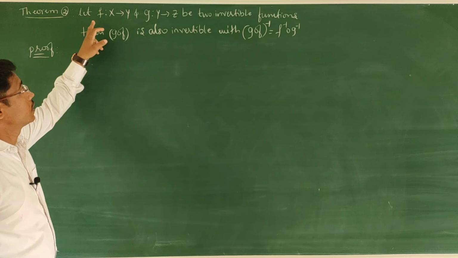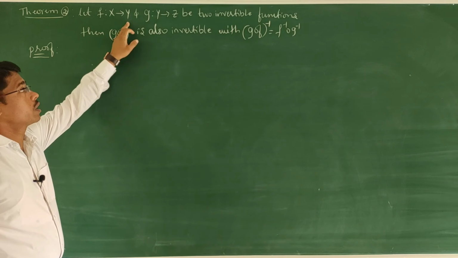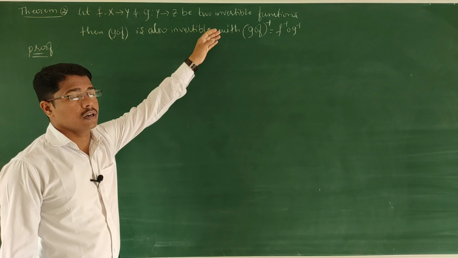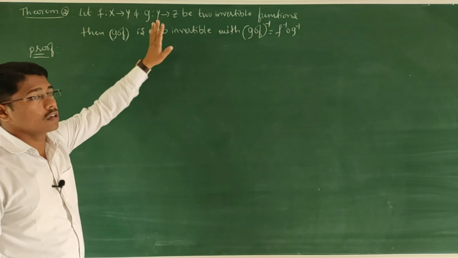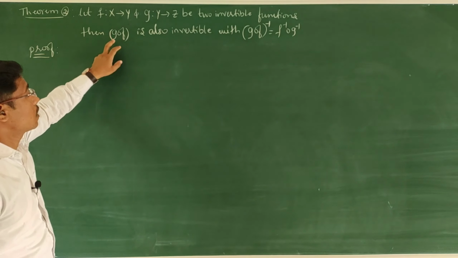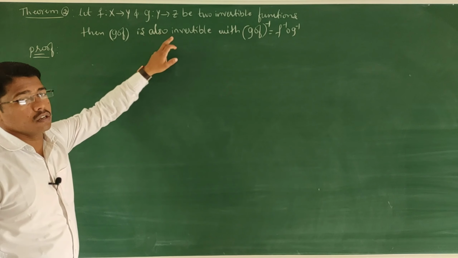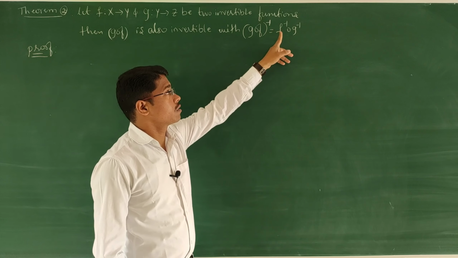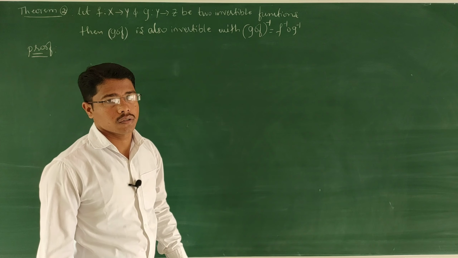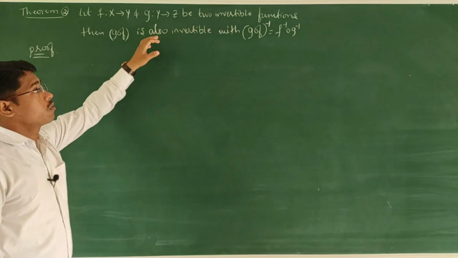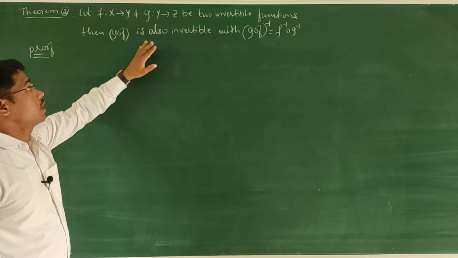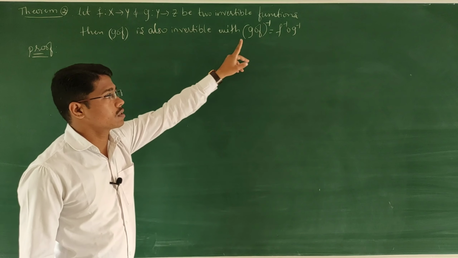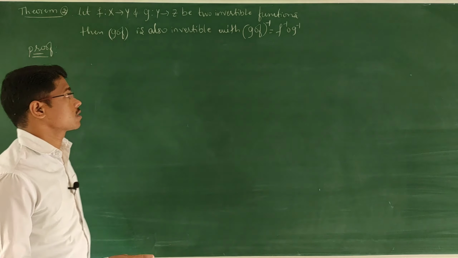Theorem number 2. Let f from x to y and g from y to z be two invertible functions. f and g are two invertible functions. Then gof is also invertible with gof inverse equal to f inverse composition g inverse. Okay, so f and g are two invertible functions. Then their composition is invertible, we have to show this with this result. Okay, so let us see.